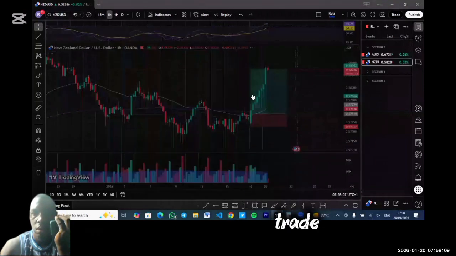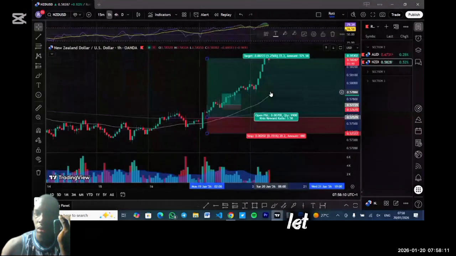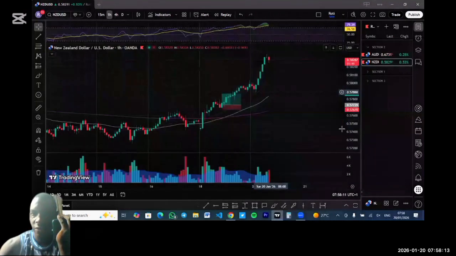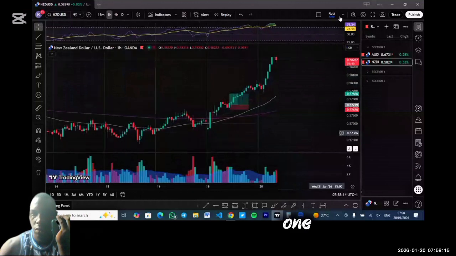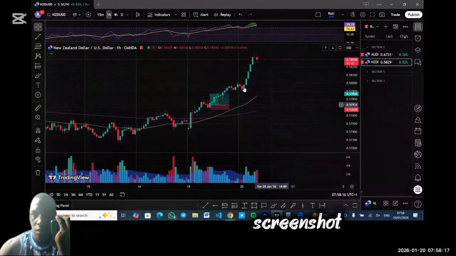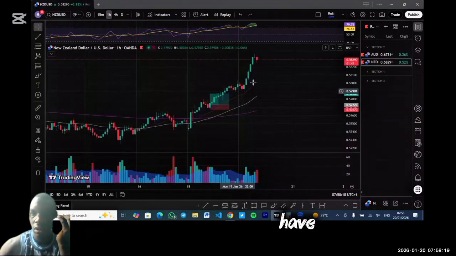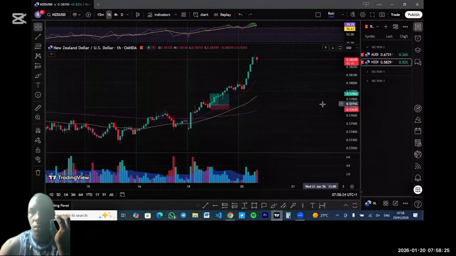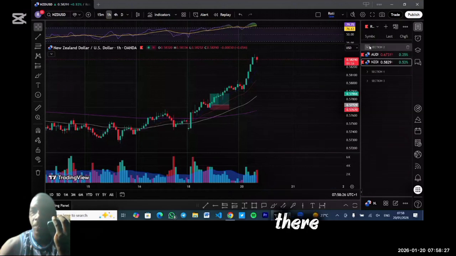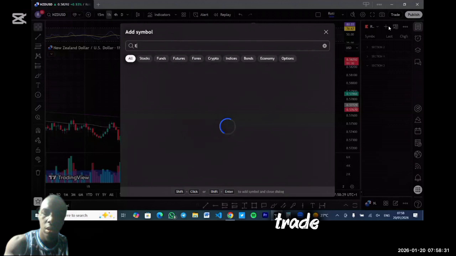Then the smaller trade I took, let me delete this. I have also closed out that one. I'll post an MT5 screenshot as well. I could have gotten another entry here, but then it was Asia, so I was asleep at the time. Very nice trade there.